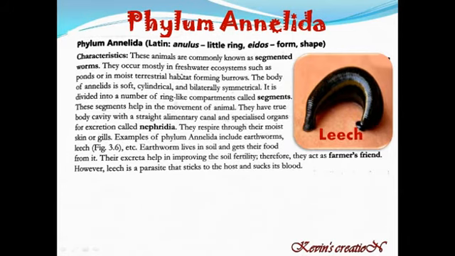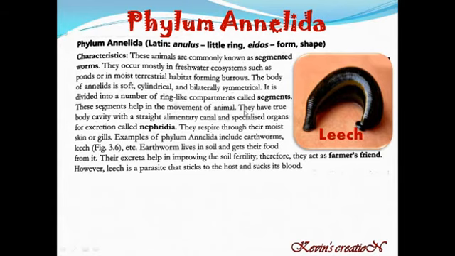forming burrows. The body of annelids is soft, cylindrical and bilaterally symmetrical. That means they can be divided into two equal halves. It is divided into a number of ring-like compartments. So if you see one segment, it appears as if it is a ring. So this is a combination of many rings, and this body is called a segmented body. And these segments help them to move. So movement of these animals takes place because of these segments.